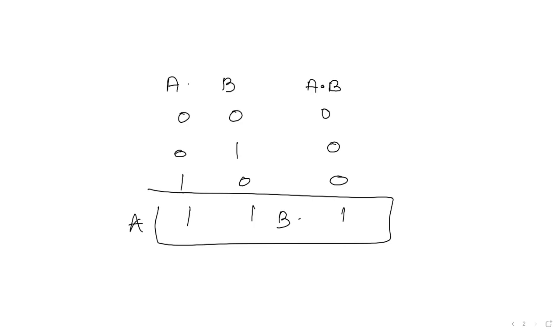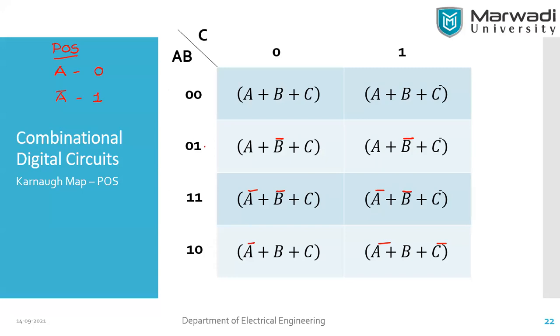Okay. Now let's get back to our discussion of POS. So in case of POS, this is A plus B. This is A plus B bar. This is A bar plus B bar. And this is A bar plus B.